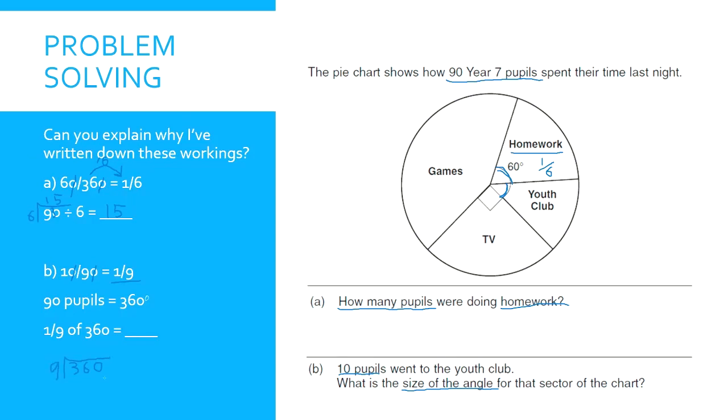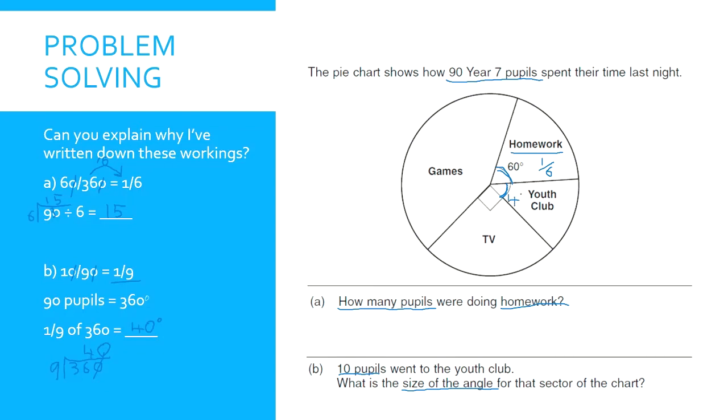There are a few ways we could do this. We could do it with the bus stop method, or I could use my knowledge of times tables to help me out. So for instance, I know that 9 into 36, well, there's 9, 18, 27, 36, so that would be 4. If I multiply my answer back up by 10 at the end, I'm going to get 40 as a result. So this section of the pie chart, where I've got 10 pupils, would be represented by 40 degrees.